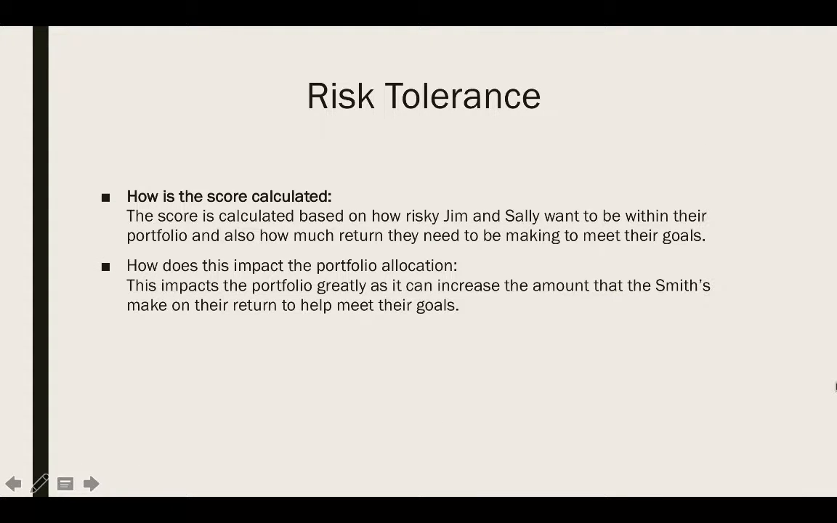Here's their risk tolerance. Their risk tolerance score is calculated basically on how risky Jim and Sally want to be within their portfolio, and also how much return they need to be making with their goals. They went quite higher because they wanted to reach that higher amount of return on their portfolio.